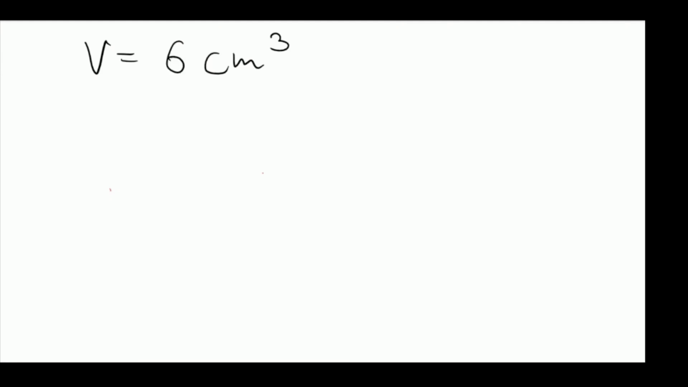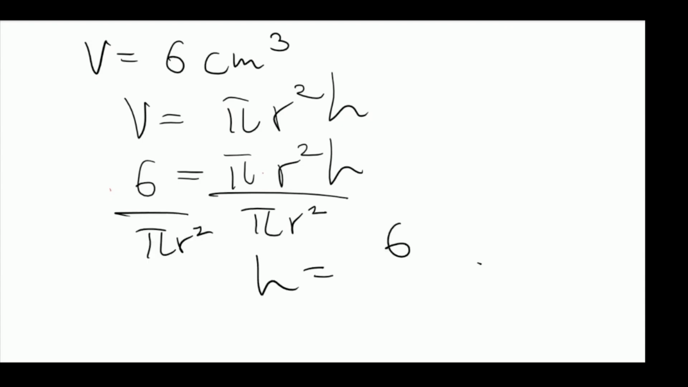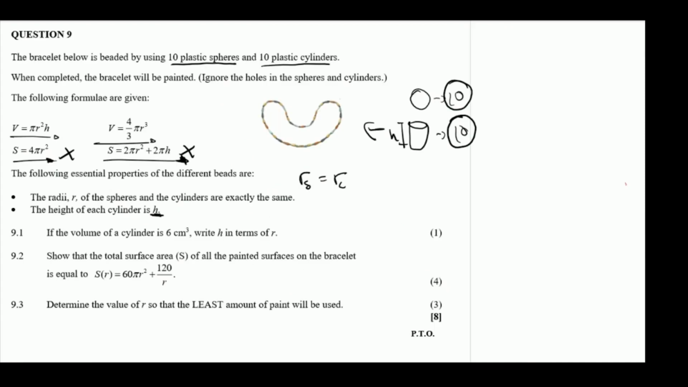But we know the formula for the volume of a cylinder is pi r squared h, and we are told that it's 6, so you need to write h in terms of r. So it's going to be pi r squared h equals 6. You divide by pi r squared on both sides. So our h is equal to 6 divided by pi r squared. This is the height of the cylinder with respect to r.